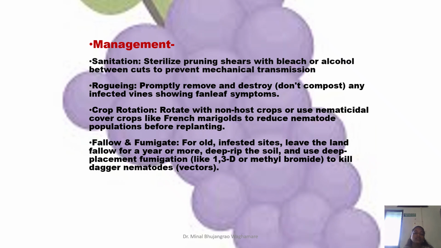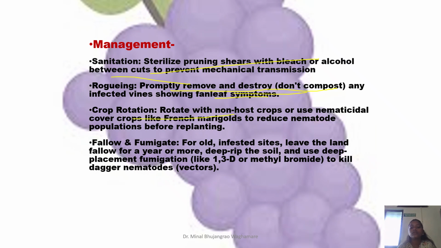Coming to the management, that is sanitation. As it is a viral disease, we have to remove and destroy the infected vines showing fan leaf symptoms. Because in many viral diseases, fungicide management won't work properly, but roguing, that is promptly removing and destroying the plant, will help to manage the disease. Again, field sanitation: a plant having grapevine fan leaf virus, we have to remove such a plant.